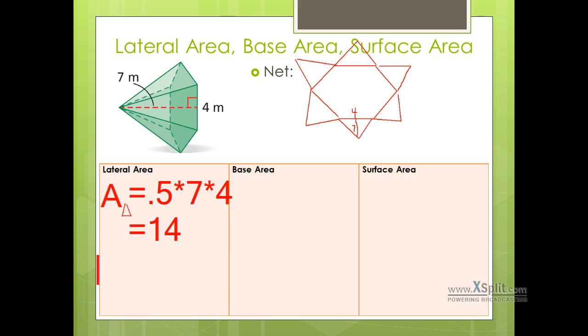So then the lateral area, there are 6 total triangles. 1, 2, 3, 4, 5, and 6 total triangles. So we're going to do 6 times 14. That's going to give us a grand total of 84. Lateral area is 84 meters squared.